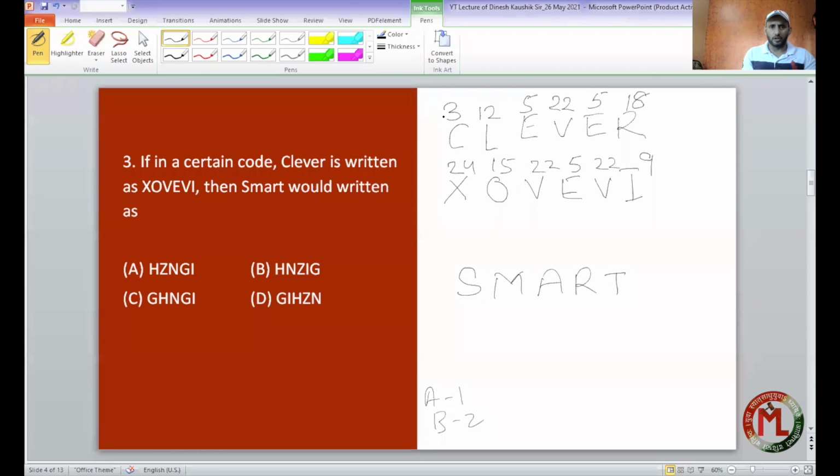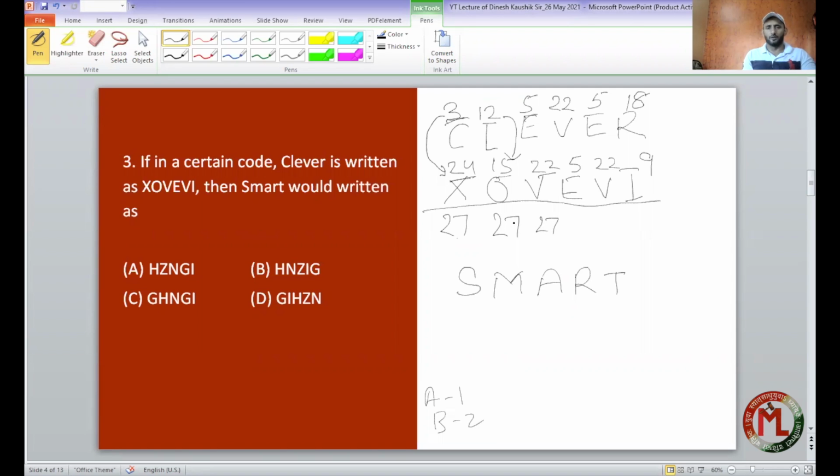So what is the relation? Third letter is written as 24th letter. 12th letter is written as 15th letter. So one thing you can observe here, that 3 plus 24 is 27. So sum of their positions is 27. Similarly, 12th letter is replaced by 15th letter, their sum is also 27. Fifth letter is replaced with 22nd letter, the sum is 27. So I can say that the sum of the positions of these letters is 27.